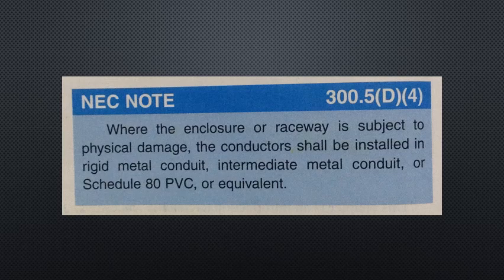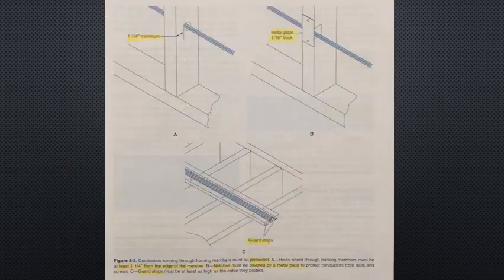And now to take a look at Figure 5-2, which illustrates the methods of protecting conductors from physical damage. It's shown on the screen now. Conductors running through framing members must be protected. A. Holes bored through framing members must be at least 1 1/4 inch from the edge of the member. B. Notches must be covered by a metal plate to protect conductors from nails and screws. And C. Guard strips must be at least as high as the cable they protect.